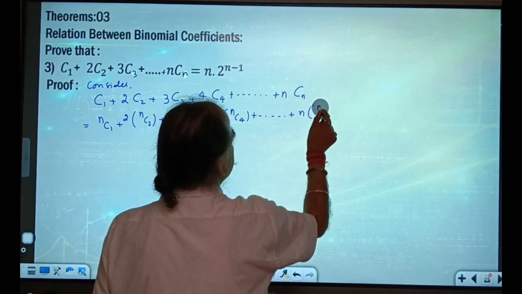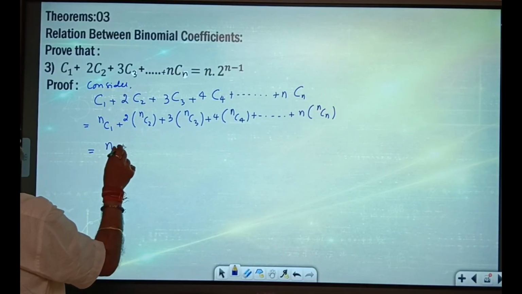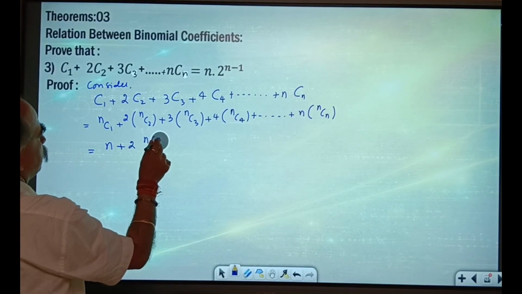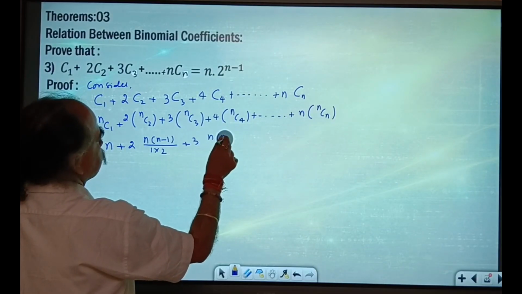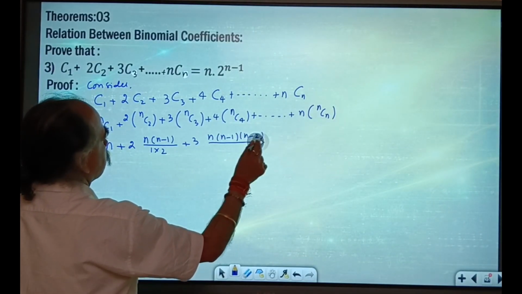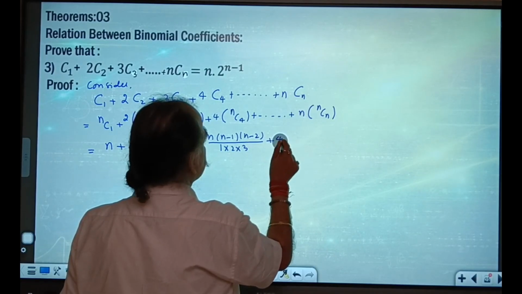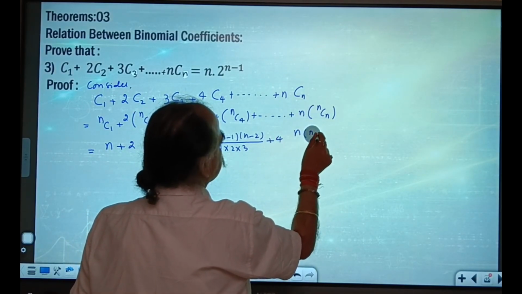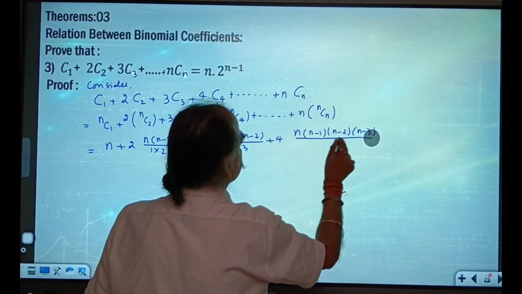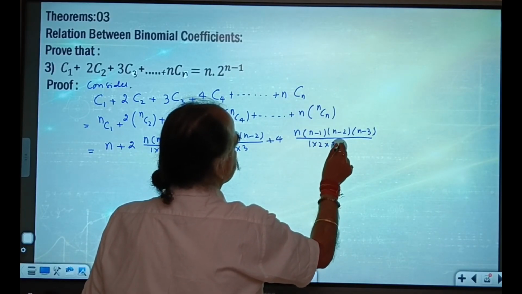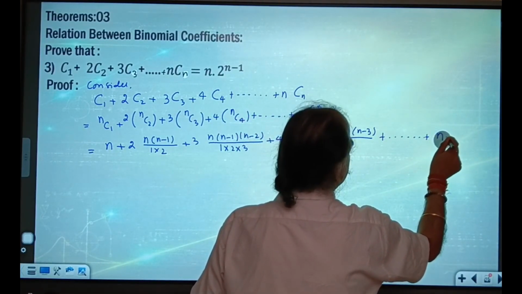N times Cn can be written as nCn. nC1 is what? n into n minus 1 upon 1 into 2, plus n into n minus 1 into n minus 2 upon 1 into 2 into 3, plus 4 times nC4, which is n into n minus 1 into n minus 2 into n minus 3 upon 1 into 2 into 3 into 4, and so on, plus n times nCn, which is n into 1.